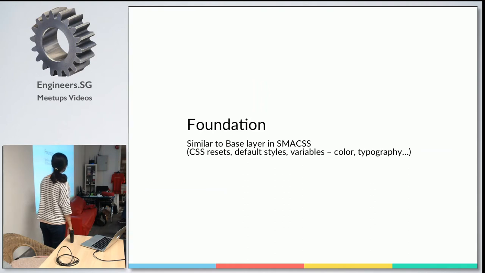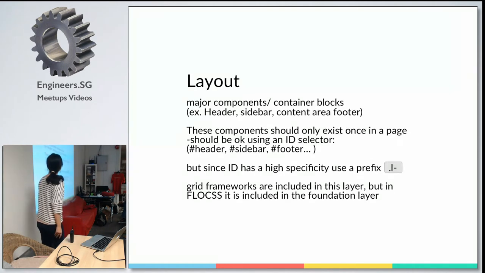So this is similar to the base layer in SMACSS, if any of you have heard of SMACSS. So you're going to want to write your CSS resets, your default styles. And also, if you have a brand color or colors you want to use throughout your project, or typography, maybe fonts, font sizes, you're going to want to put these in a variable CSS. And these are going to be inside the foundation layer. Yeah, so this is what you build your CSS up on.